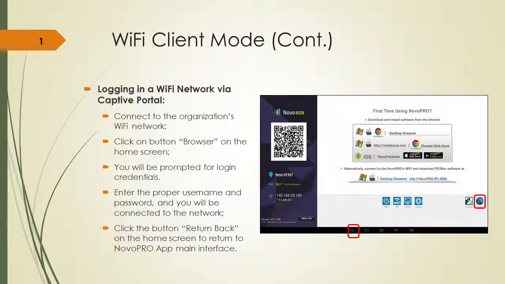Your organization's Wi-Fi network may use a captive portal to authorize network access. This is common in hotels, convention centers, and other public environments. If your company uses a captive portal, Novo Pro supports this usage scenario. Click on the browser icon to bring up the web browser to start the process, and you will be directed to the appropriate login page. Use the back button to return to Novo Pro's home page.